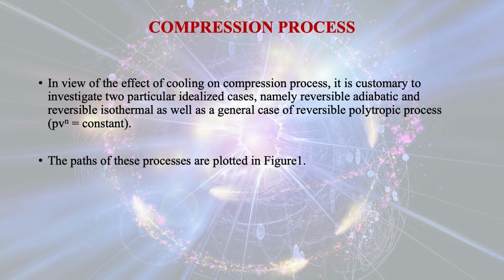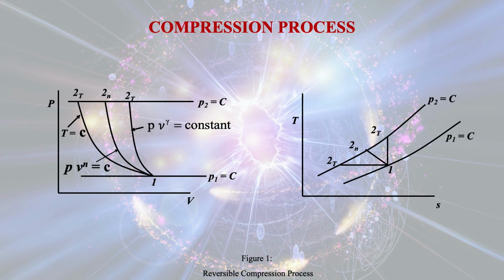The paths of these processes are plotted in figure 1. Now this is the figure 1 for the reversible compression process. Let us concentrate on the left hand side figure. The rightmost curve, indicated by PV to the power gamma is equal to constant, is for the adiabatic process, and the process is going on from state 1 to the final state, that is state 2.